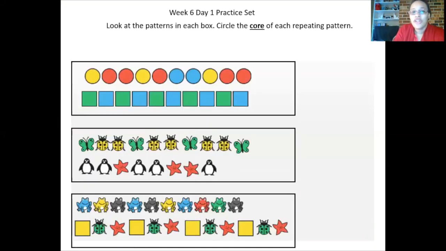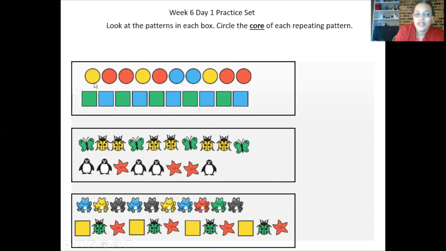It says, look at the patterns in each box. Circle the core of each repeating pattern. These directions tell me that we're looking for a repeating pattern because that's what we worked on. And we're looking for the core. And the core is the part that repeats over and over again. Let's look in this first box. I see circles and squares.